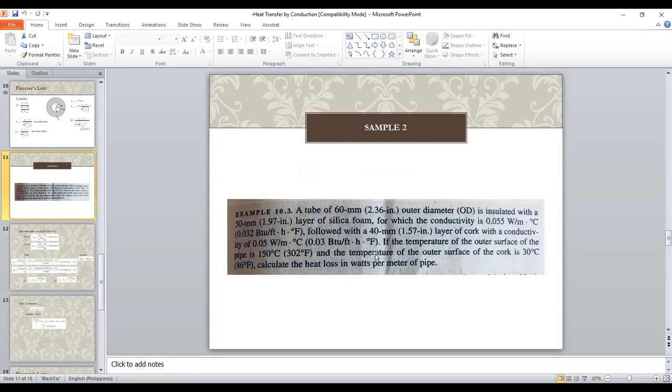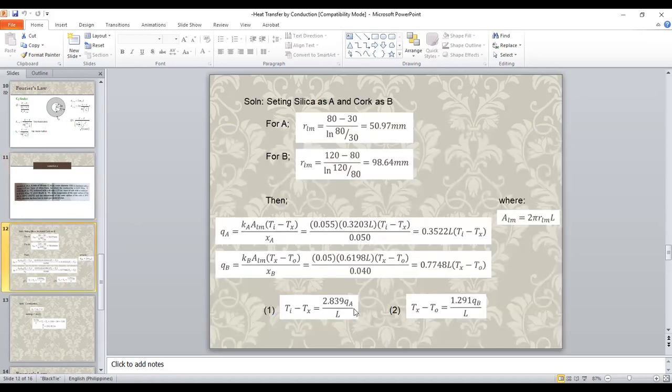The answer is yes. Ginhatag yan na, oh. 150, ang cork is 30. So actually, ang inner temperature mo is the 150 and the T sub O is the 30. So you have added these two. You add these two because you know the difference of T sub I minus T sub O.